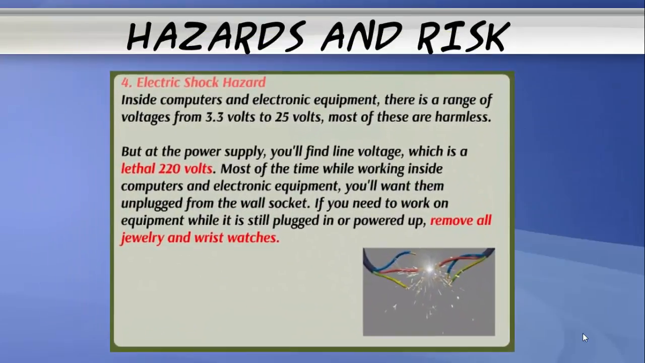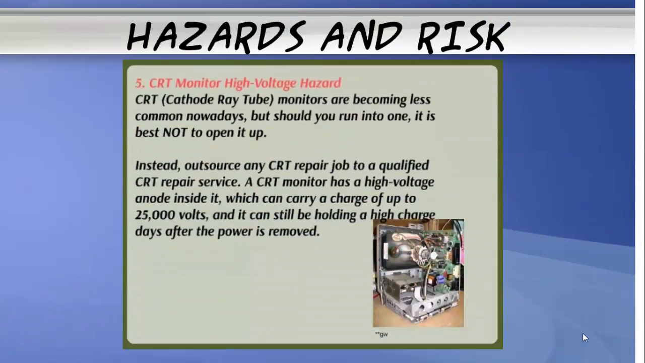Fourth is the electrical shock hazard. Inside the computers and electronic equipment, there is a range of voltage from 3.3 volts to 25 volts. Most of these are harmless, but at the power supply you'll find line voltage, which is a lethal 220 volts. Most of the time, while working inside computers and electronic equipment, you'll want them unplugged from the wall socket. If you need to work on equipment while it is still plugged in or powered up, remove all jewelry and wrist watches.